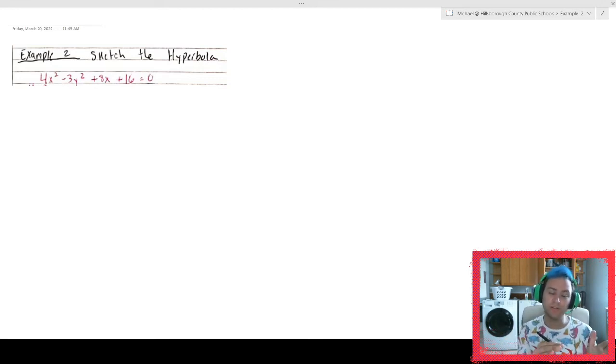Really, what I need you to be able to do is do the completing the square step with this, and then tell me what are the foci, what are the vertices, what is the center, what is A, what is B, what is C. If you can tell me those things, then you're in good shape. Really, like I said, that's what I need.